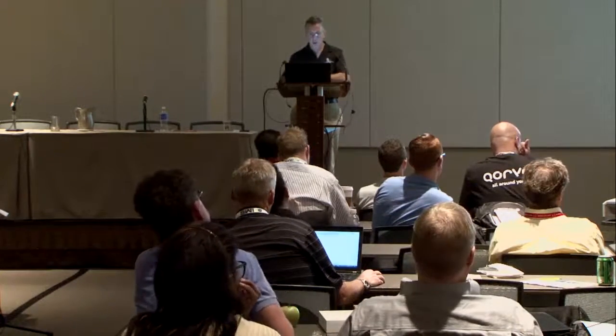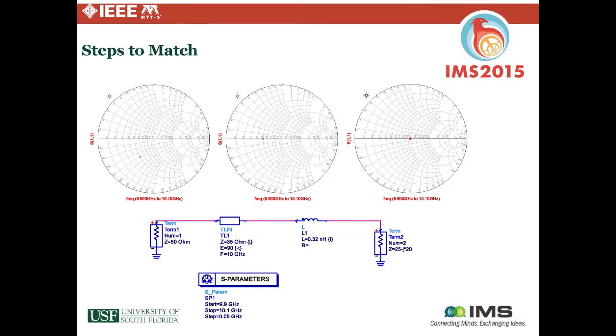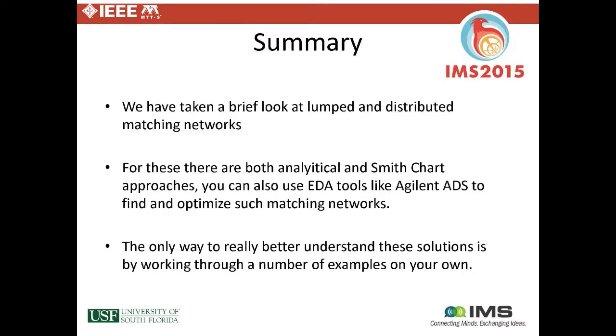So what we've done in this module is taken a brief look at lumped and distributed matching networks, and what I've tried to give you is some different tools. We've looked at analytical solutions where you can calculate the result. We've looked at the Smith chart. You can do this with a paper and a compass. That's old school. I come from old school.